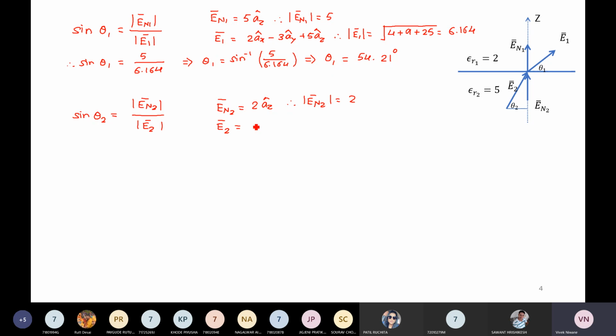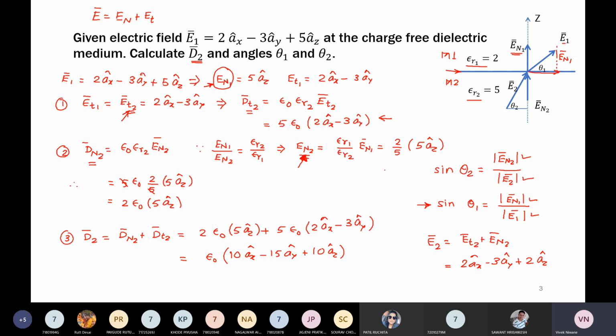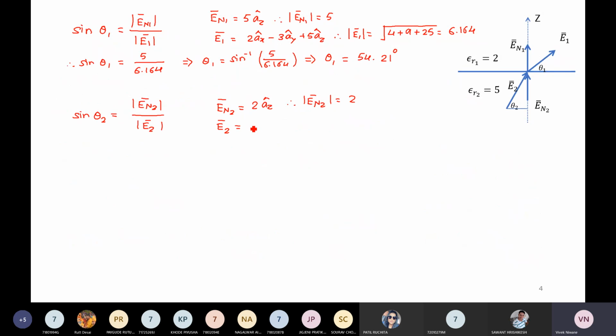Expression for E2 bar. E2 bar is 2ax cap minus 3ay cap plus 2az cap. Therefore the magnitude of E2 bar is equal to under root 4 plus 9 plus 4, which is 4.123. Therefore sine of theta 2 is equal to 2 upon 4.123.